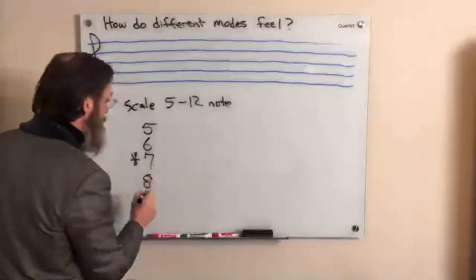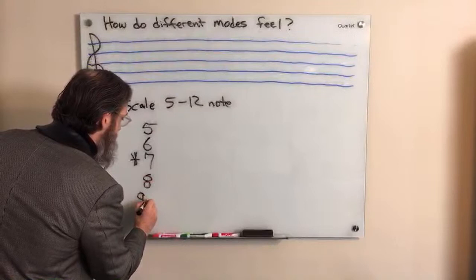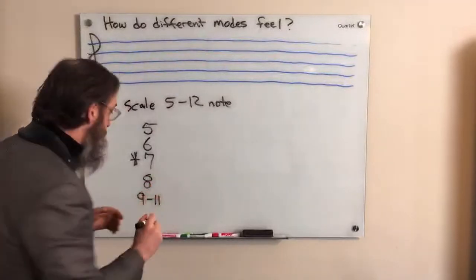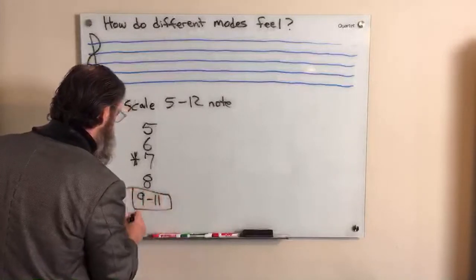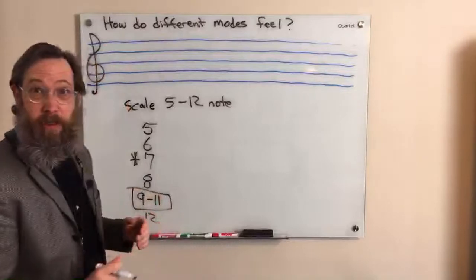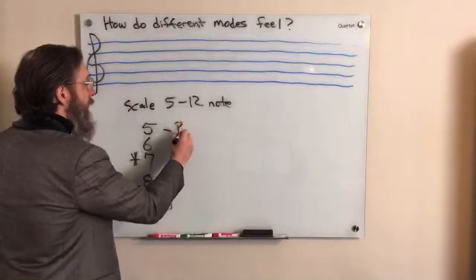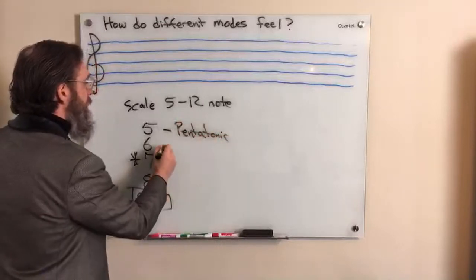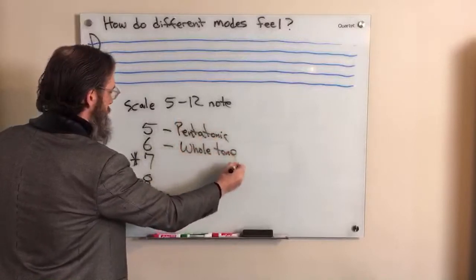8-note scales, what do we call that? 9, 10, and 11 are pretty uncommon in terms of numbers of notes in the scale, so we don't really have a lot of these. But a 12-note scale is also common. So let's see if you came up with what I came up with. Pentatonic is our 5-note. Whole tone scale is our most common 6-note scale.